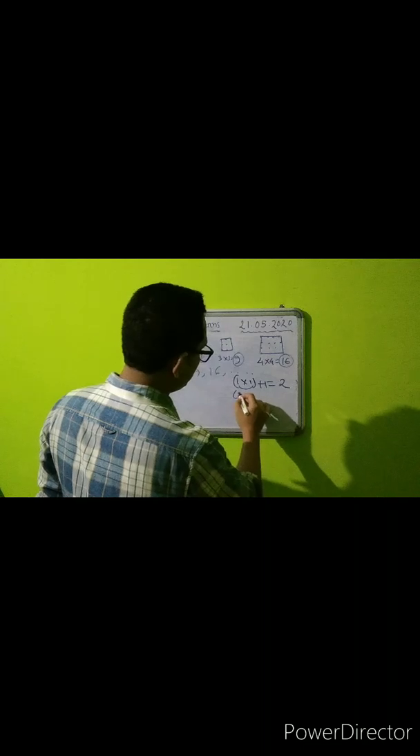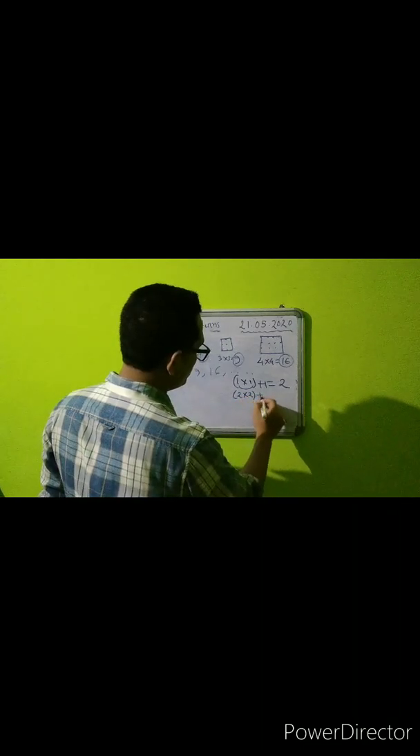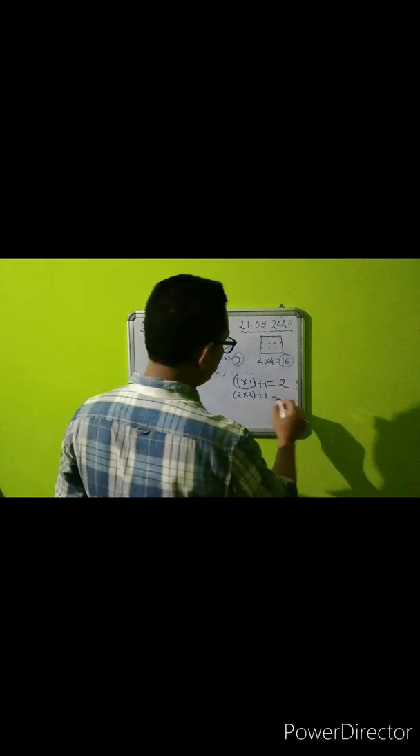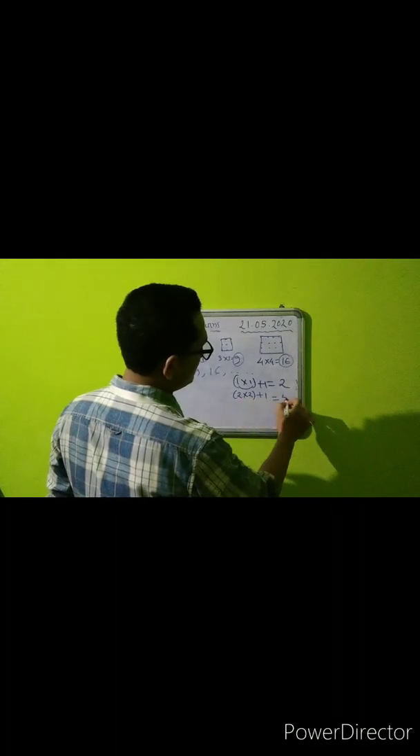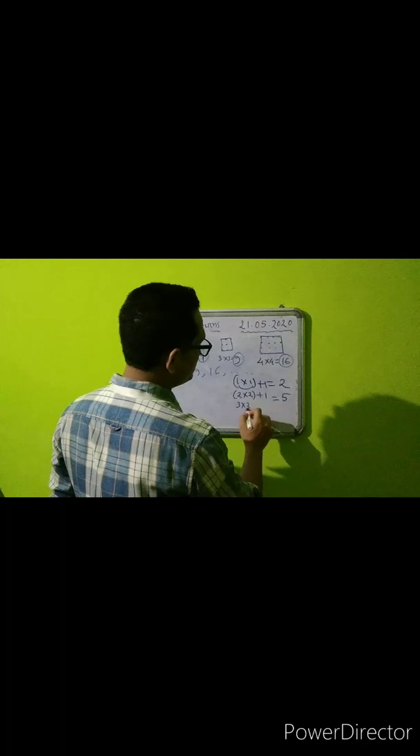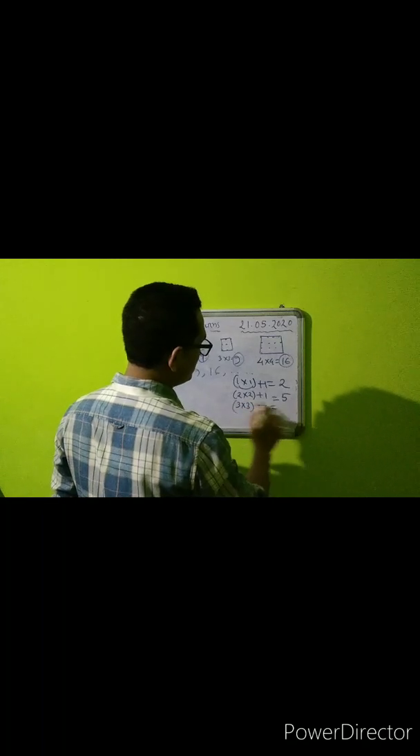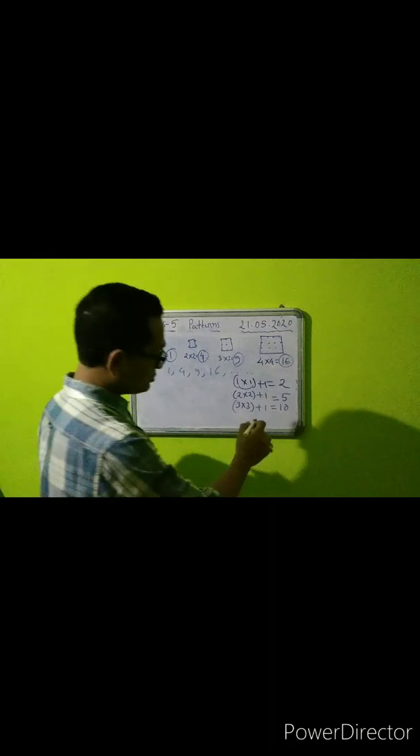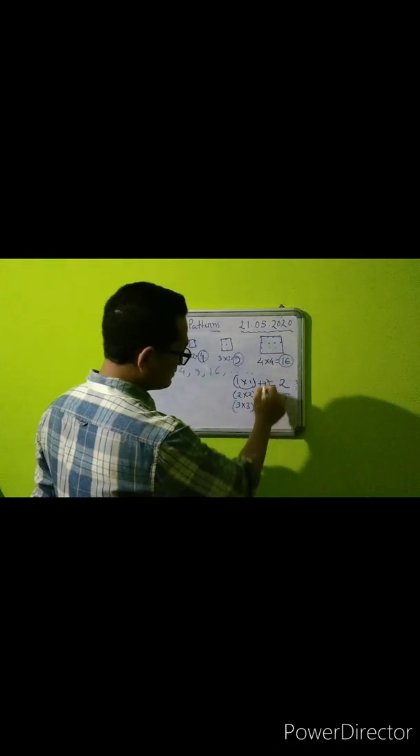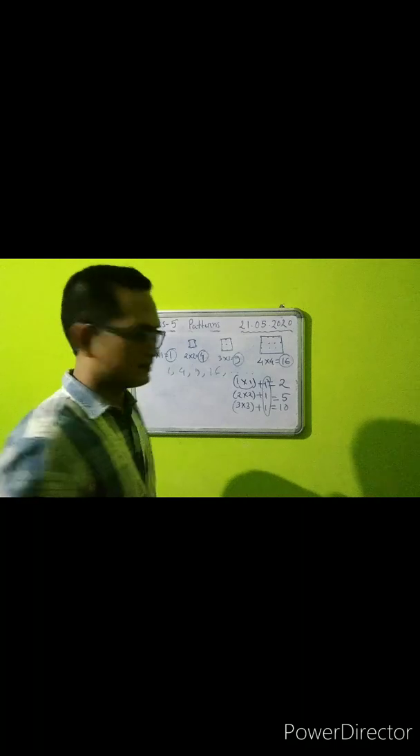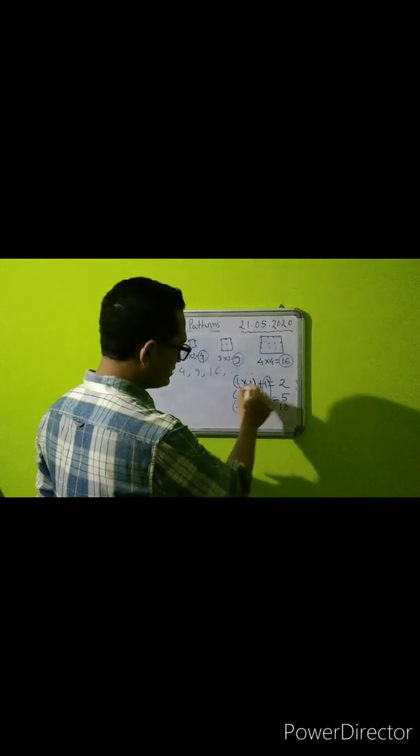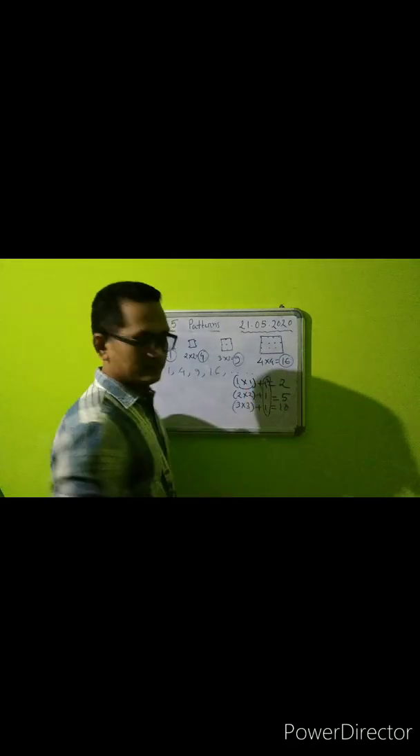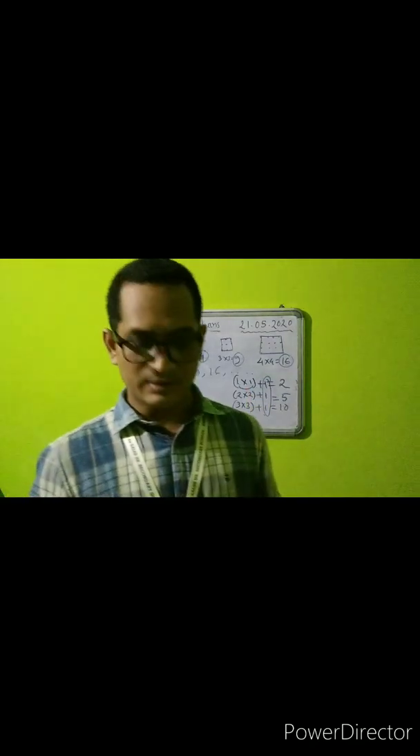Similarly, if I write 2 into 2 plus 1, then 2 2s are 4, 4 plus 1 will be 5. Then 3 into 3 plus 1: 3 3s are 9, 9 plus 1, it will be how much? 10. So students, see, this 1 is fixed. It is not changing. What is changing? 1 1s are, 2 2s are, 3 3s are. So this is the pattern that we are getting in this particular case.